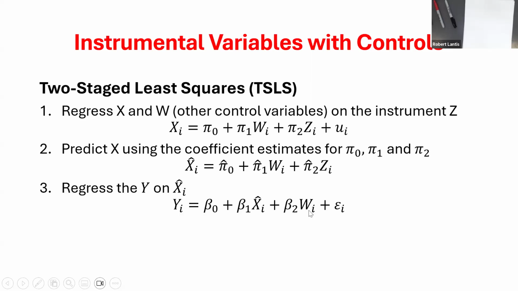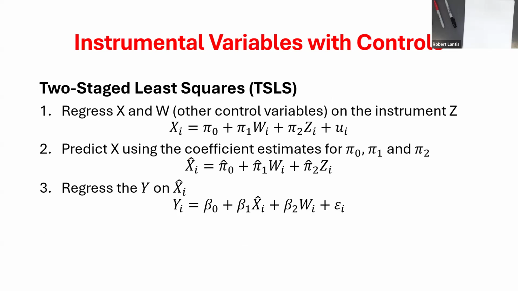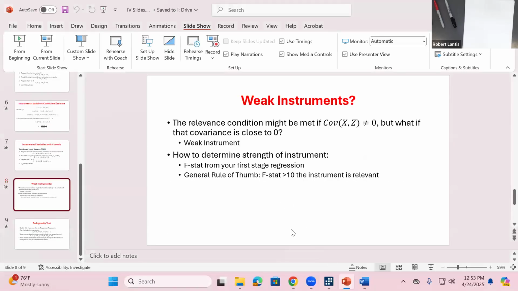If we do this, however, we can't use this simple equation, because now, looking up here, I've got other controls, and the instrument might be correlated with the other controls, and that doesn't quite hold. Okay. So we'll take a look at this before we start to talk about weak instruments.